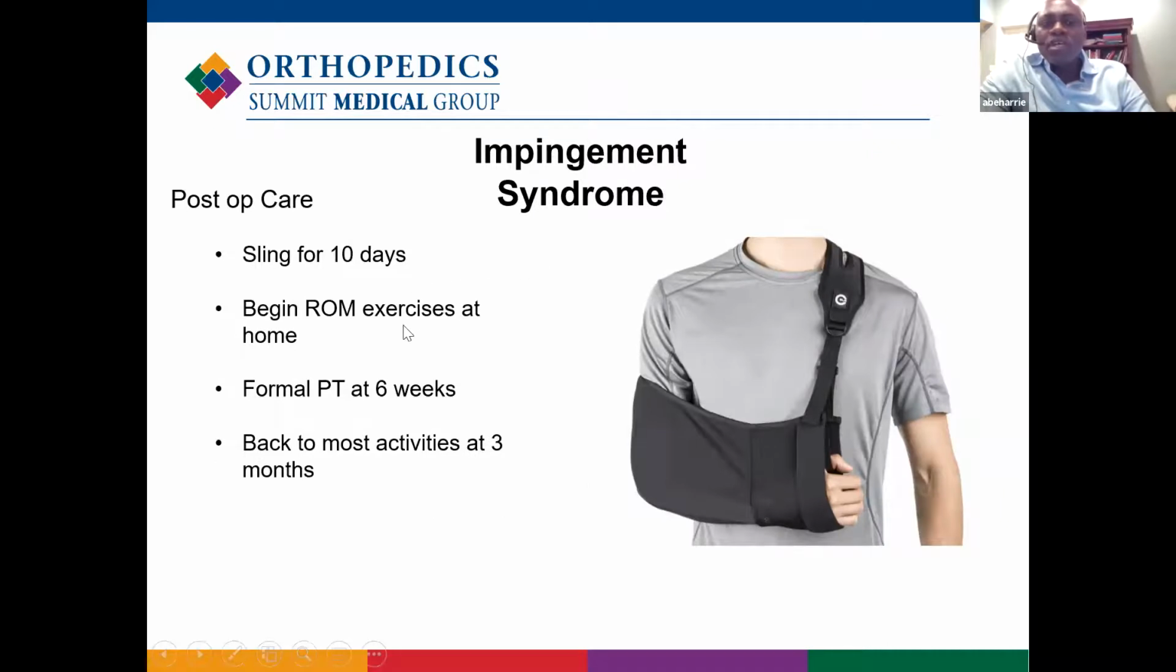Following surgery, patients are placed in a sling for 10 to 14 days. We begin range of motion exercises as patients can tolerate, and physical therapy is usually done for approximately 6 weeks. Most patients can return to most of their activities by approximately 3 months.